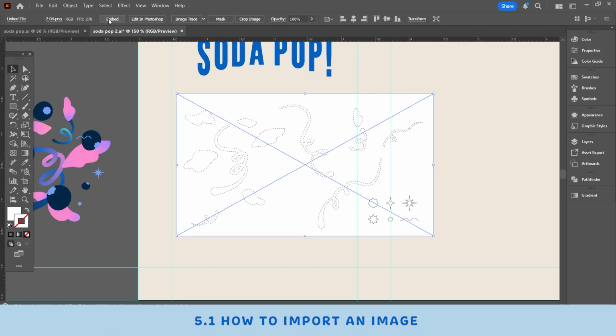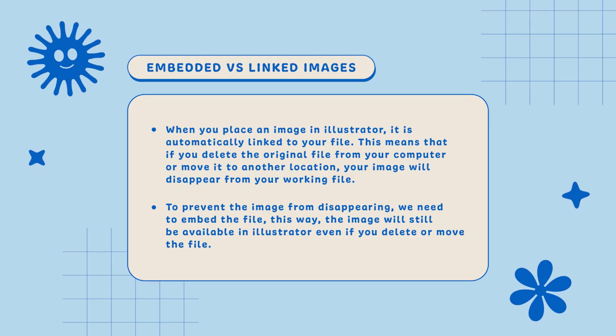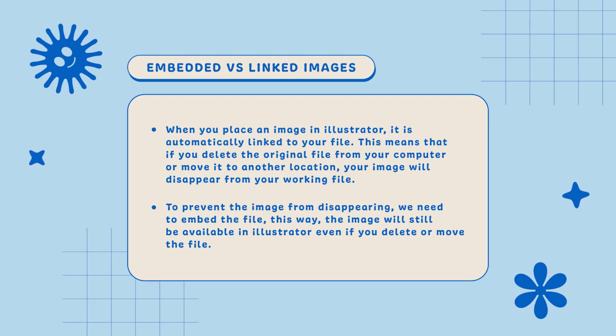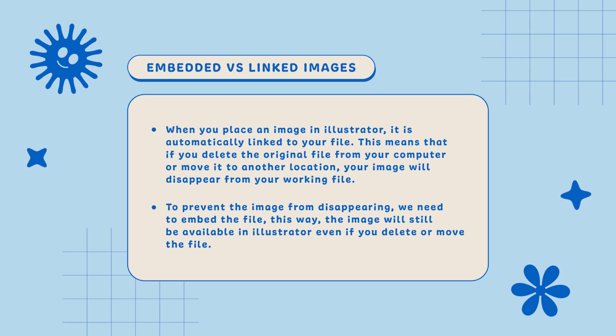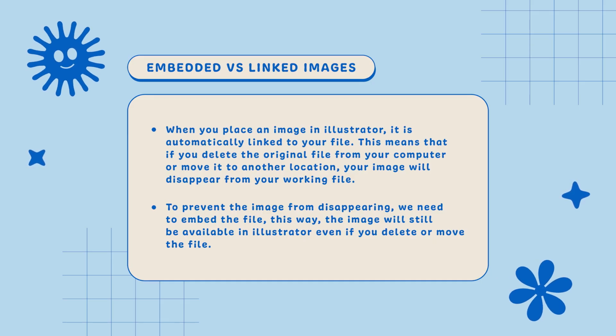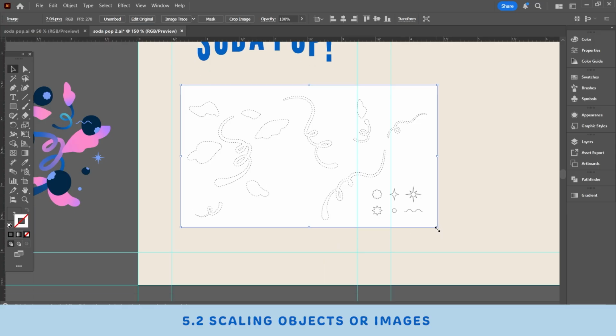So by default, the images that you place inside Illustrator are only linked to the file. So that means that if you delete the original file, it will also get deleted from your working Illustrator file. So to prevent that from happening, you need to embed your image. So just click that option, and now if you delete your original file, the image will not disappear from your Illustrator file.